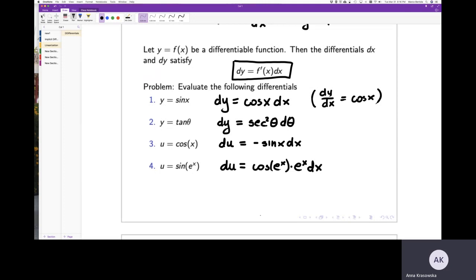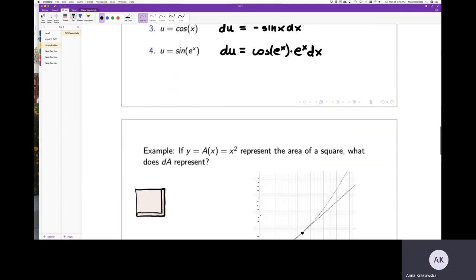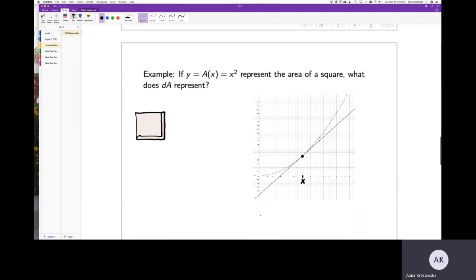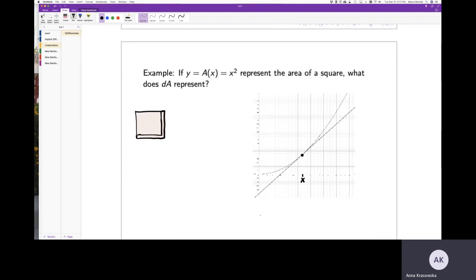But what is the meaning of the differential? I would like us to explore it a little more. So let us look at this example. We have a function, the area function of a square, A equal to x squared, the area of a square. What does the differential dA represent? Let us look at two different pictures. We start from the function. It's a parabola, actually the same one that we had before. This will be our function A of x.